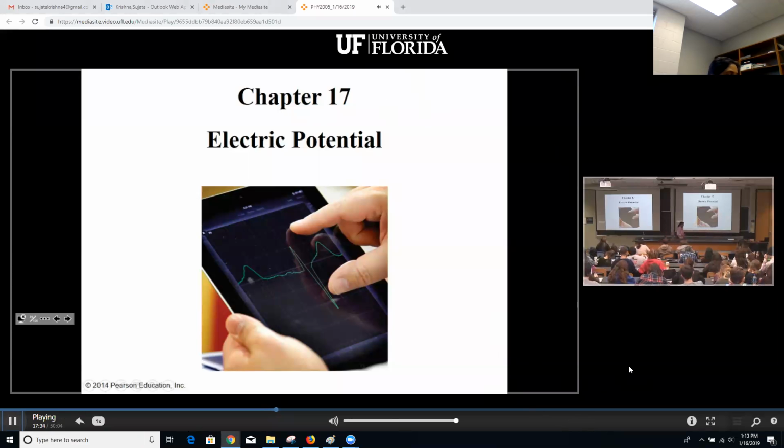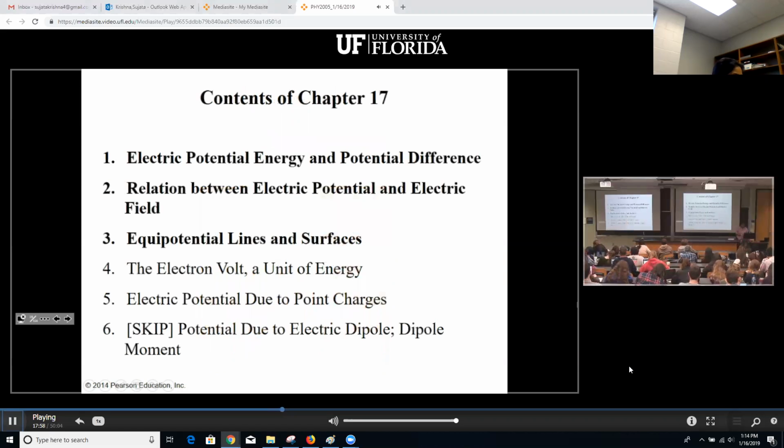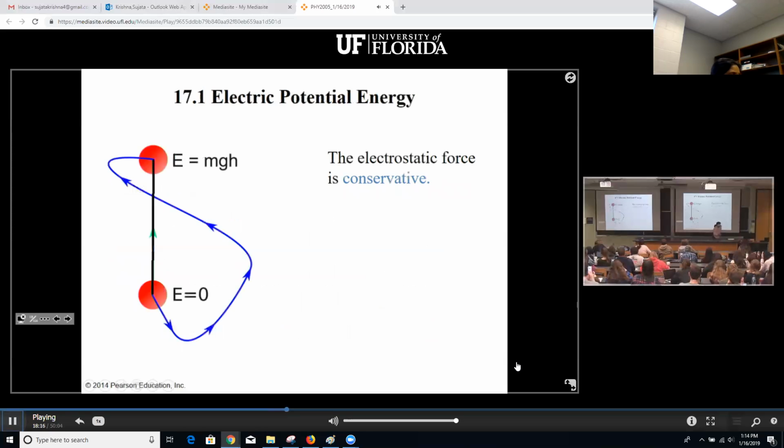clicker question. So now we come to chapter 17, and this chapter is conceptually harder, but it is easier mathematically. So I'm going to go quite slow today and give you an introduction to the first section of this chapter, and hopefully it will not confuse you. So we're going to learn about electric potential energy, and we may or may not come to the potential difference today, okay? And then a little bit later on, we'll learn about how that electric potential is related to the electric field, and then go further in this chapter.